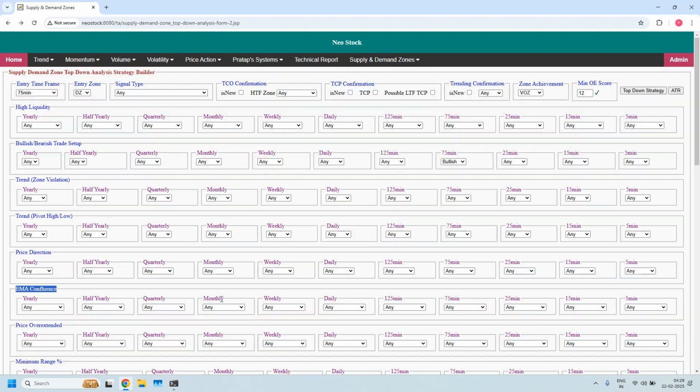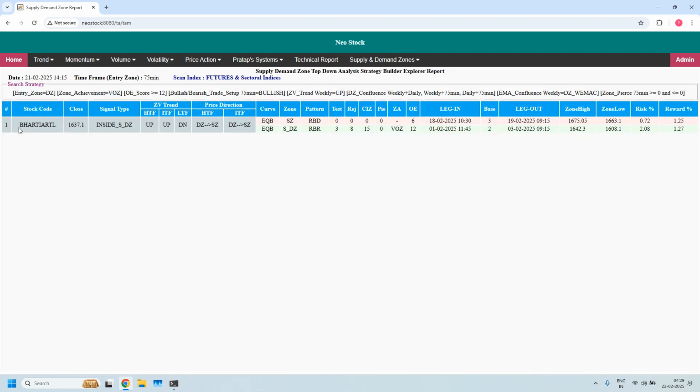In the EMA confluence, weekly time frame, checking weekly demand zone having weekly EMA confluence, and also the trend on the weekly time frame should not be sideways. That's why trend should be uptrend, because it is a bullish trade setup. So with these filters, we got that one stock. That means Bharti Airtel is having even more probability to get the success. Maybe that is the reason why it has already been tested 8 times, 3 times tested, 8 times rejections. Rejections are also part of testing the zone.